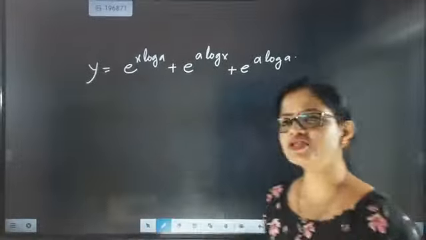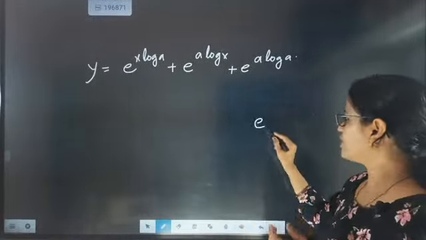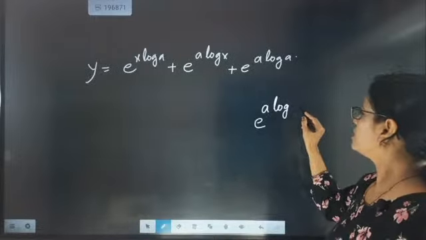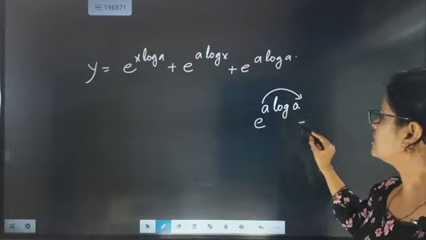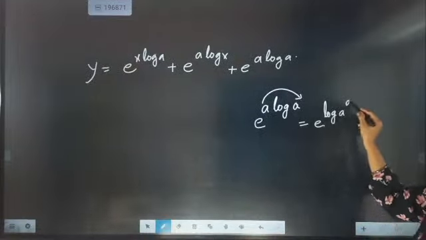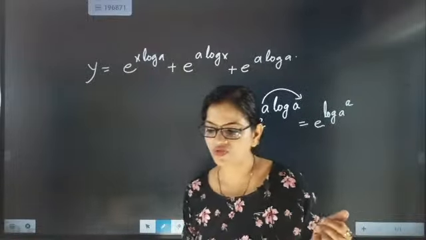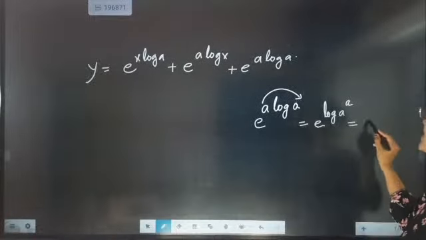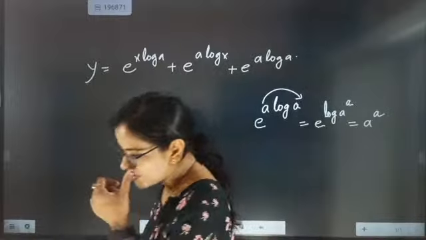Yesterday I taught you one very simple rule, and that simple rule was: e to the power a log a is there, that means this a will go in the power of this. So it will become e to the power log a to the power a. Exponential and log are inverse functions of each other. So directly the answer will come a to the power a. Okay, the shortcut method, yesterday itself we solved it.